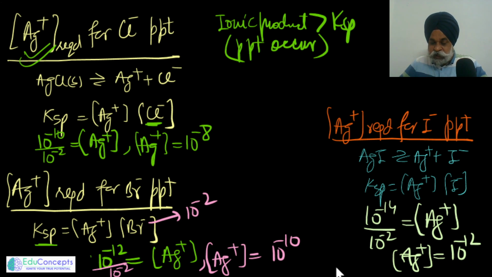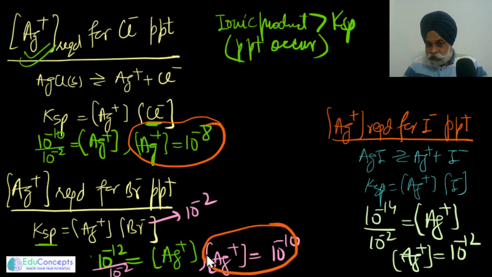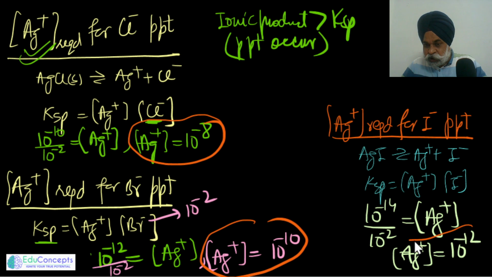So from here, what we are able to understand is that for the precipitation of AgCl, you would require this much of Ag. For bromide, you would require this much, isn't it? And for iodide, you require this much.